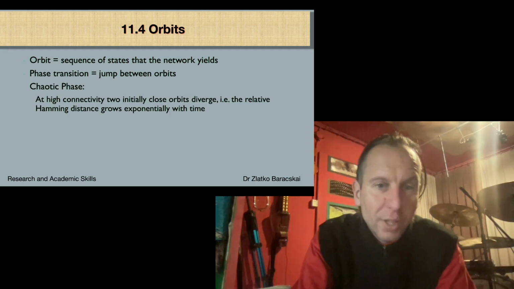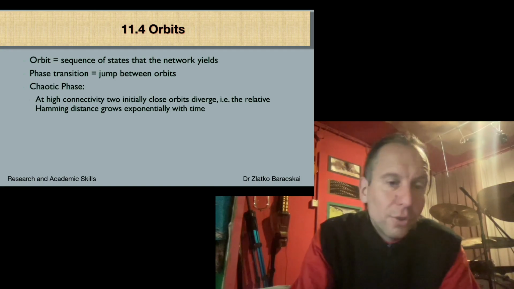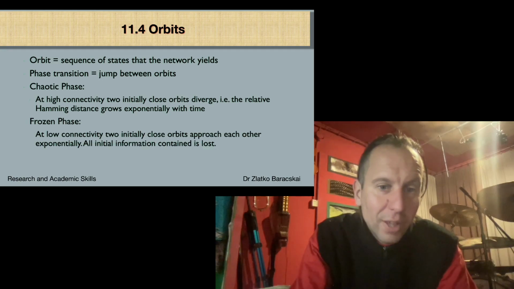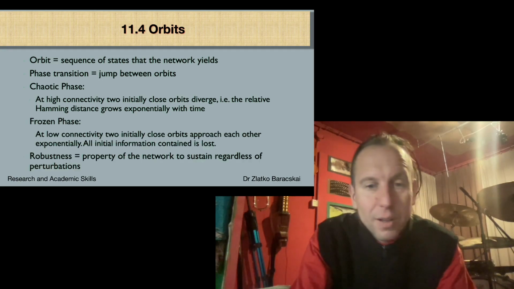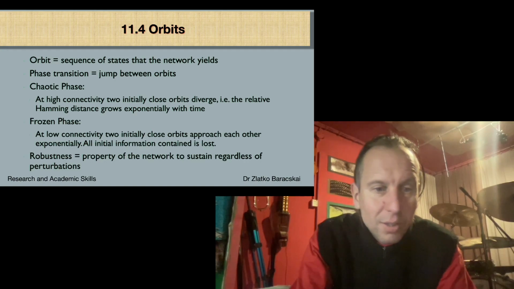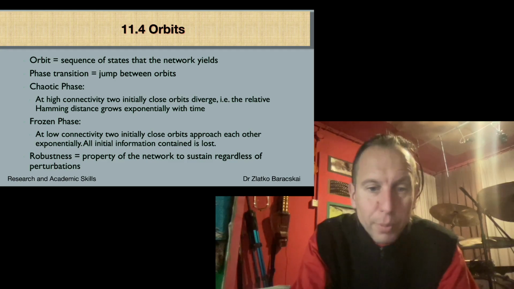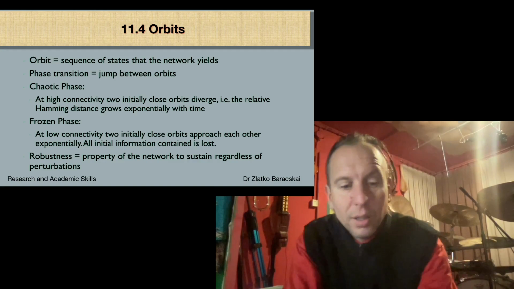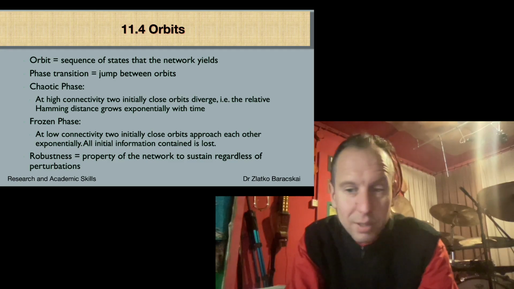I've talked about phase transition. So the point is that we can have a chaotic phase and a frozen phase. We will talk about these states in more detail. And indeed, the property of robustness, which is the property that a network can sustain many perturbations, attacks, and so on and so forth.